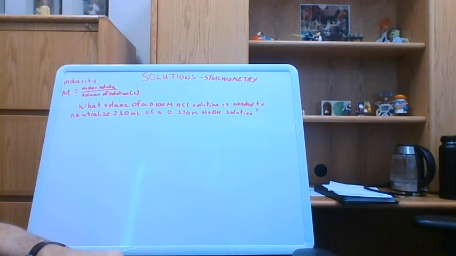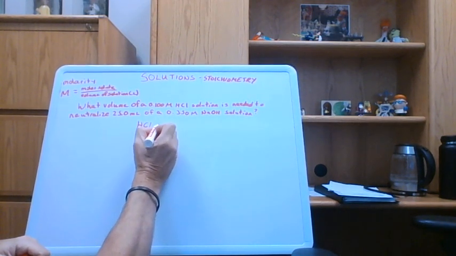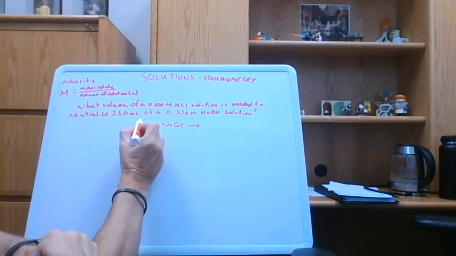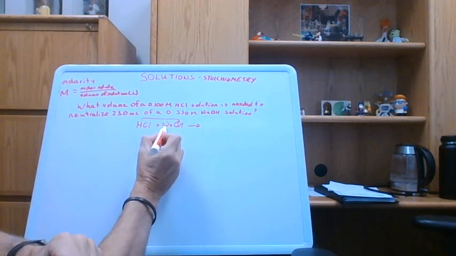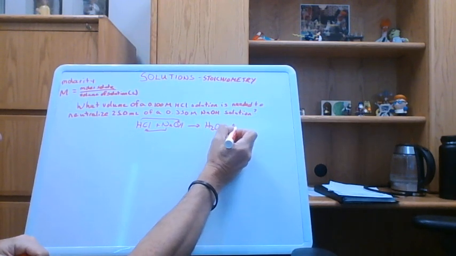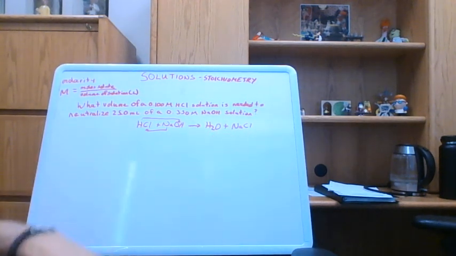Let's look at the stoichiometry of an acid-base neutralization solution. So what volume of 0.1 molar hydrochloric acid solution is needed to neutralize 25 milliliters of a 0.35 molar sodium hydroxide solution? So again, the first thing we need is a balanced equation. So if we're adding hydrochloric acid and sodium hydroxide, this is again going to be a double displacement where this hydrogen is going to now want to be with this OH, and this sodium is going to want to be with this chlorine. So we're going to end up with H2O plus NaCl, which again, whenever we have an acid base, the products are going to be water and a salt.